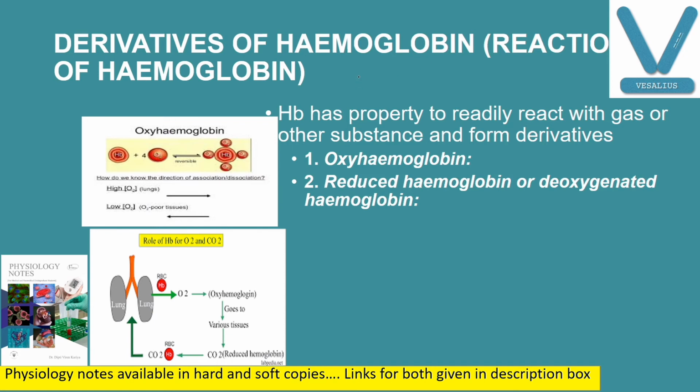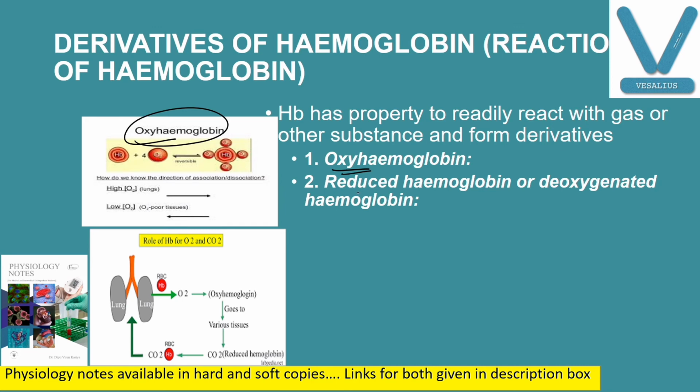Now, derivatives of hemoglobin, that is reaction of hemoglobin. Derivatives means different derivatives from the hemoglobin are produced because of reaction of hemoglobin with oxygen, with carbon dioxide or hydrogen. So first is oxyhemoglobin, as we have discussed. When hemoglobin binds with oxygen, then it forms oxyhemoglobin, and this is, as I told you, rapid reversible binding. Whenever it is required, oxygen is immediately released.